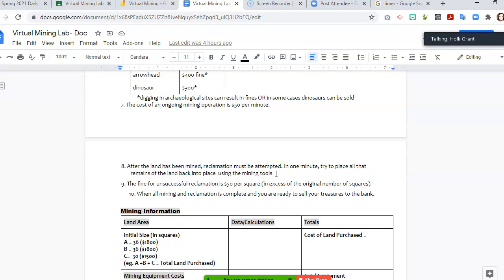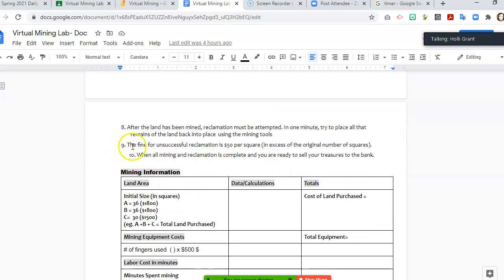Okay, so here's the thing. The fine for unsuccessful reclamation is $50 per square. So you need to go ahead and put that somewhere to keep track of it. So how many squares did you not reclaim? On number 9, put how many squares you did not reclaim. How many were left over?